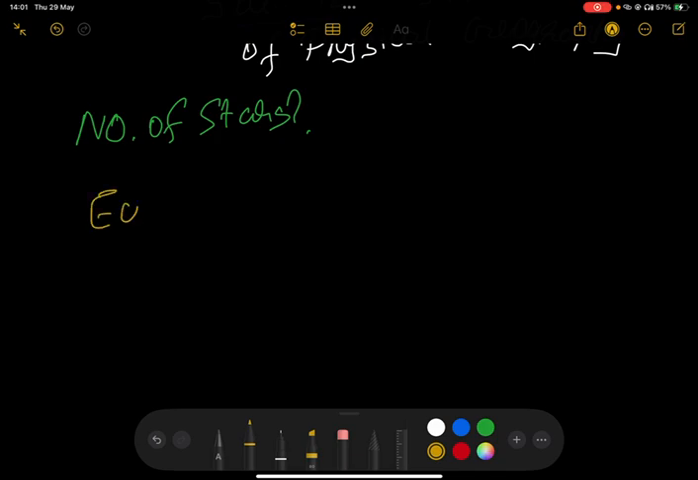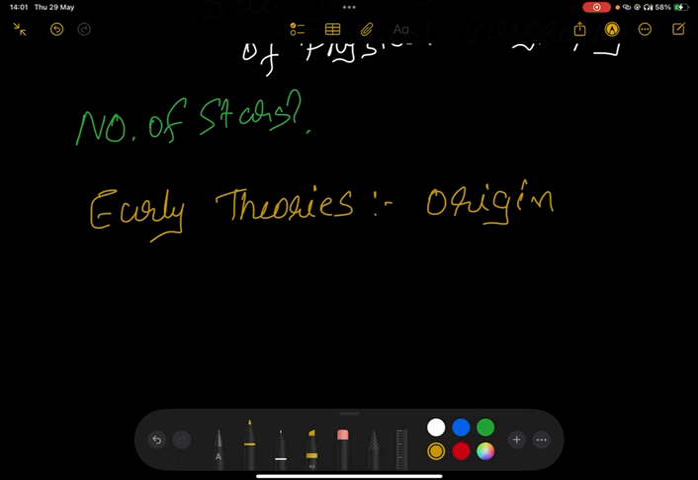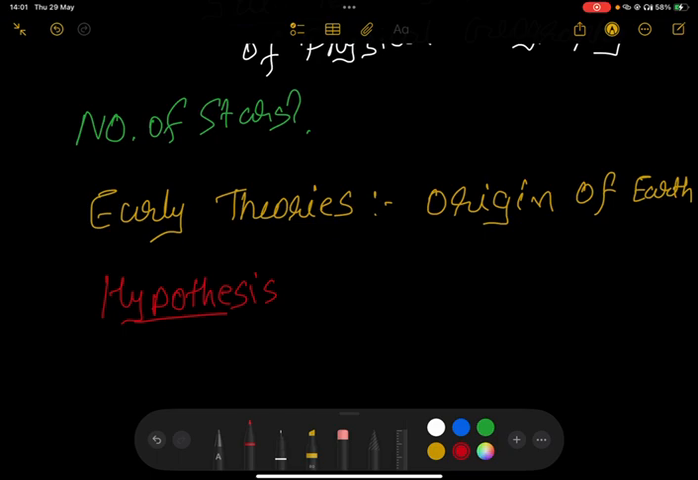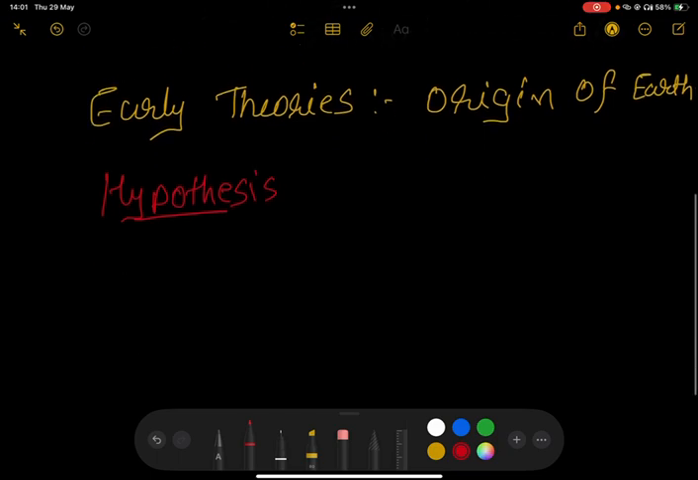So there is a first heading, early theories. Early theories on what? Origin of the earth. How did the earth originate? So there are different hypotheses, right? The different hypotheses which were given by scientists.